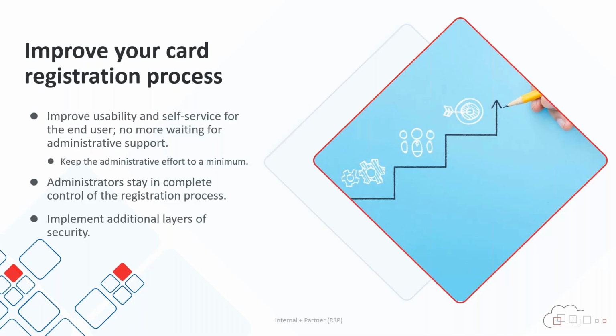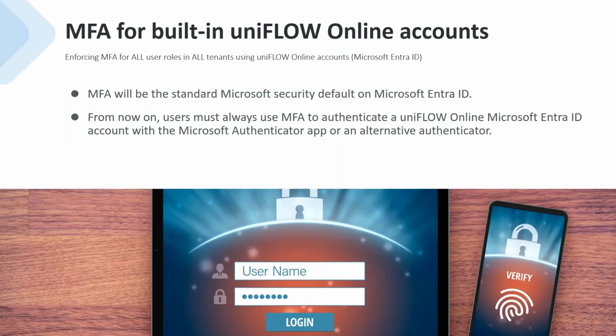So let's explore how we standardize MFA for all uniFLOW Online accounts. This is a very quick one. From now on, in this particular release, multi-factor authentication, commonly known as MFA, will be standard, mandatory for all users with uniFLOW Online accounts to enhance security. And that's pretty much it. Rather than hoping that the user uses MFA, it's now mandatory. Obviously, again, heightening security in the uniFLOW Online environment.